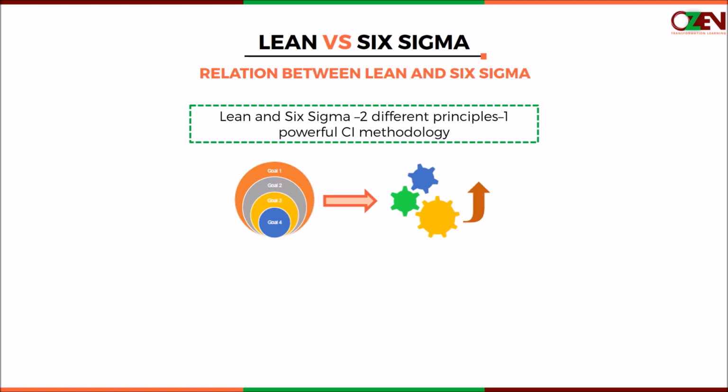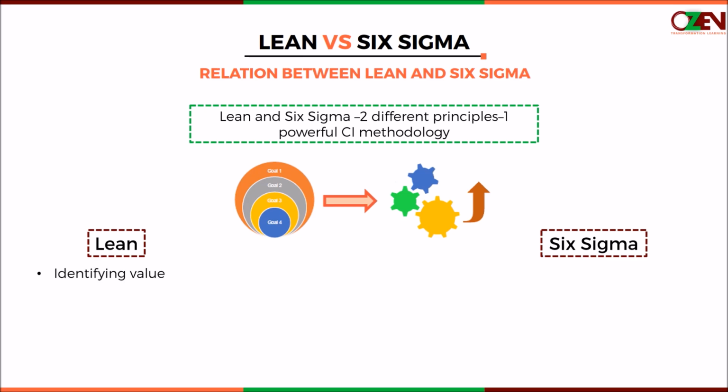Lean Six Sigma takes the power and rigor of Six Sigma methodology and combines it with lean concepts, leading to faster results, better quality, and improved customer satisfaction. Let's look at the differences between Lean and Six Sigma. Lean focuses on efficiency by identifying value from the customer's point of view, removing unnecessary steps in the process, and improving process speed or velocity.